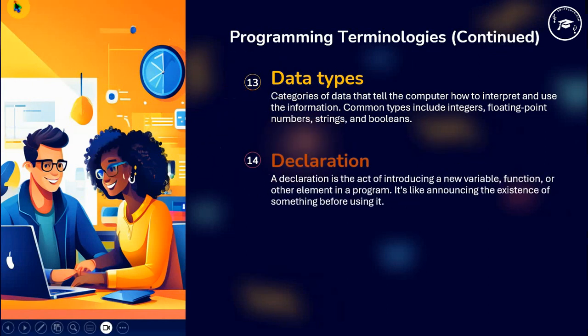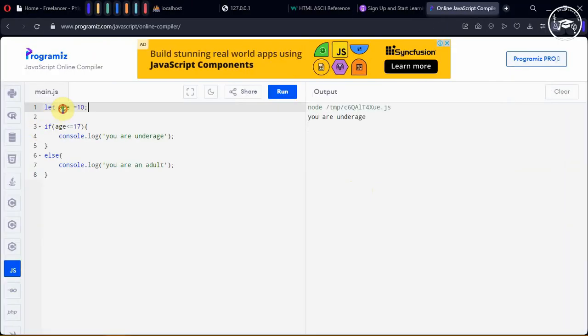Then we look at declaration. A declaration is the act of introducing a new variable, function, or other element in a program. So this is a new variable that we declared, age. That is why this code didn't see this as strange, because I've declared age as a variable, right? To give it what? 10. And don't be worried about this let. It's the same as variable in JavaScript.